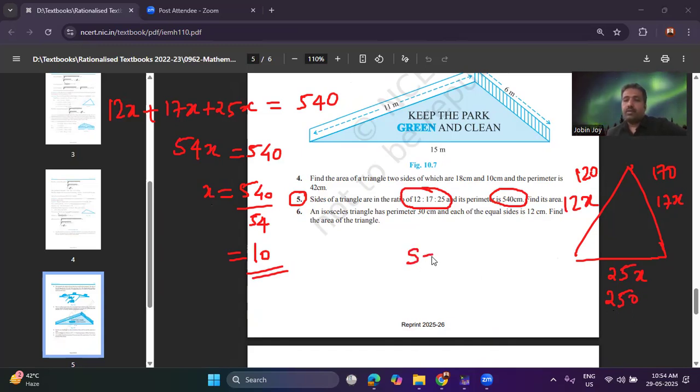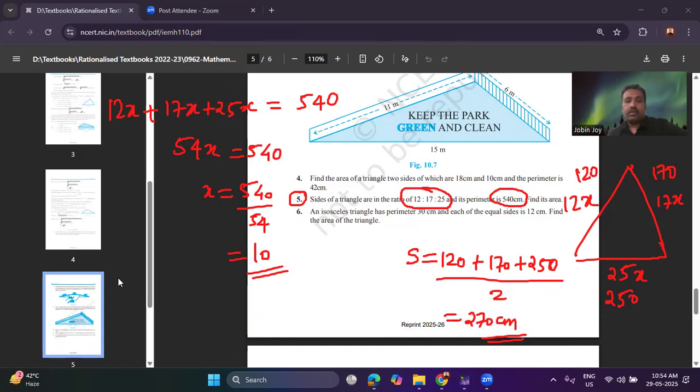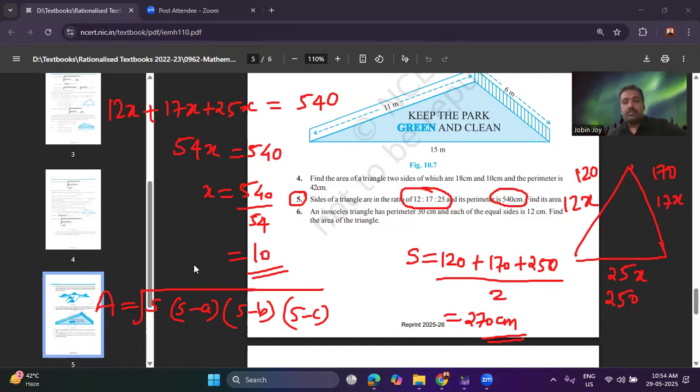Then calculate the semi-perimeter. How will you calculate the semi-perimeter? 120 plus 170 plus 250 divided by 2. That is equal to 270 centimeter. That is S. Then you can write Heron's formula. Area is equal to square root of S into S minus A into S minus B into S minus C. Simplify it, you will get the answer.